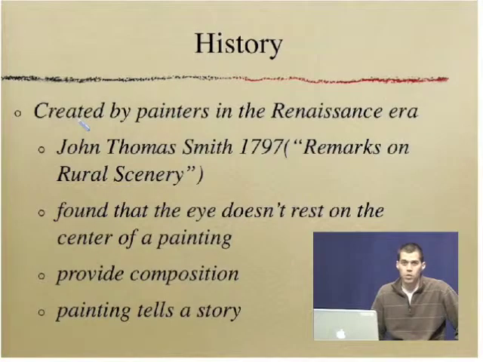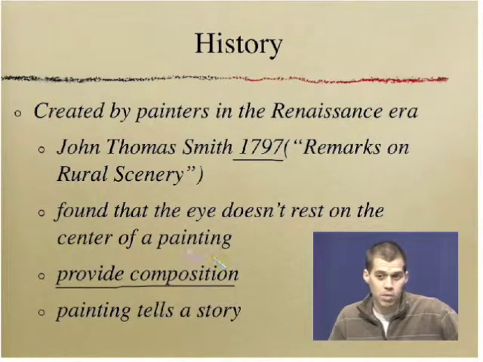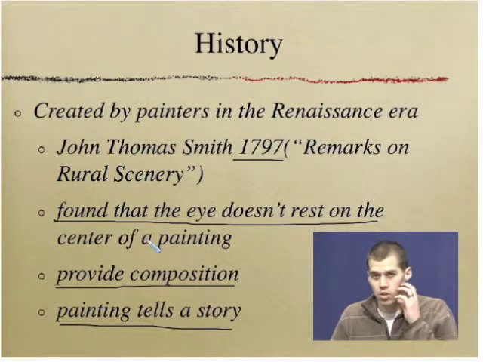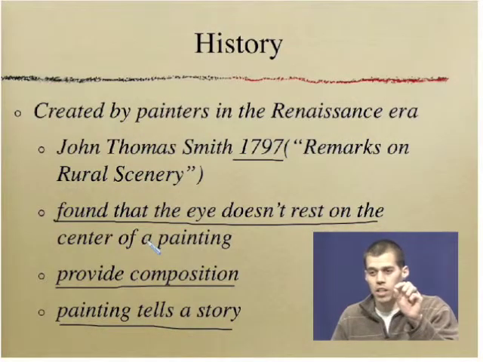I did a lot of research on it, and it dates back to the 1700s, and then it dates back before that, and then before Christ, and everything else. So it was sort of hinted at throughout history, but the first time it was ever written down in a book was in 1797, and it was written down in a book by John Thomas Smith. He was remarking on rural scenery, so he was a painter. In a painting, you want to provide composition, you want the painting to tell a story, and then he found that when you look at a picture, the eye doesn't rest on the center of the picture, it rests on different elements, and like I said, those cross sections is where the eye rests, and it likes to move around.